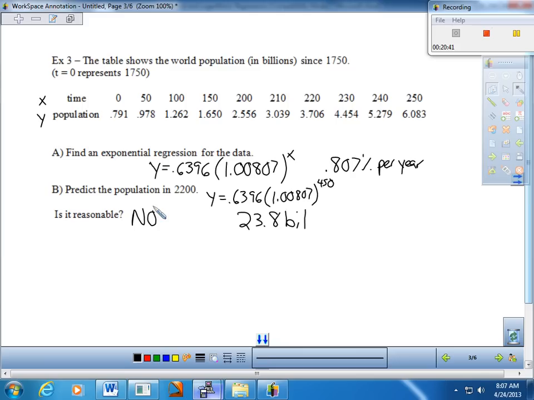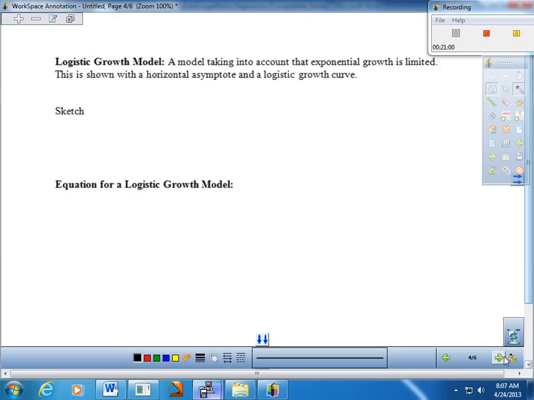So it brings up one particular point, that exponential models, as amazing as they are and how well they work for particular quantities, especially population, there is a limitation to it. And so that's what we're going to explore on the back side. So we get into what is called a logistic growth model. And here's obviously exactly what I was talking about. It is a model taking into account that exponential growth is limited. That pattern on the world's population simply cannot continue indefinitely. And so this happens to be shown with what we would call a horizontal asymptote and a logistic growth curve.